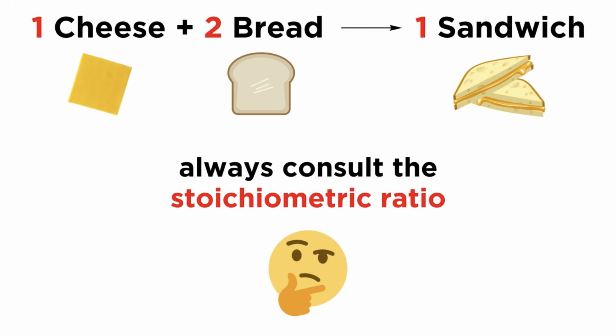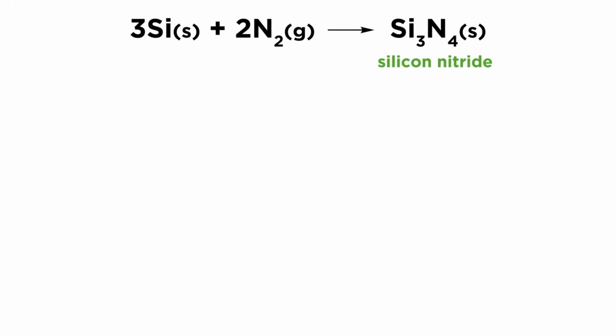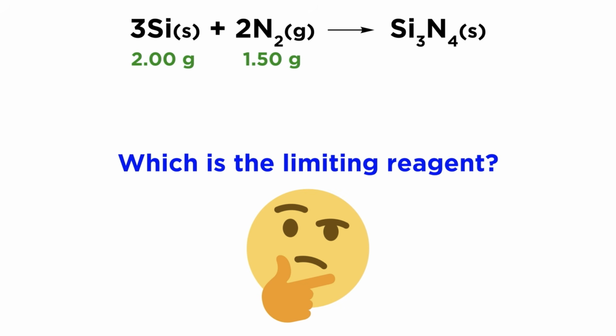We must consult the stoichiometric ratio of a reaction in order to figure out which substance is the limiting reagent. Let's now apply this to a real chemical reaction. Silicon nitride is produced according to this equation involving solid silicon and nitrogen gas. If we have 2 grams of silicon and 1.5 grams of nitrogen, which will be the limiting reagent?